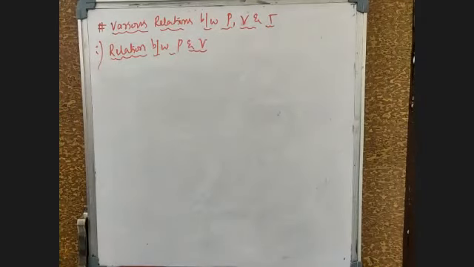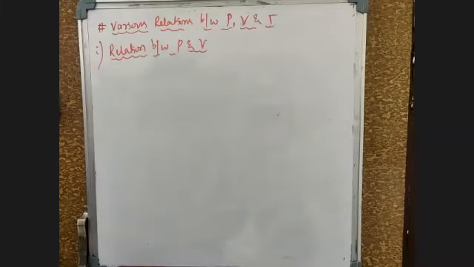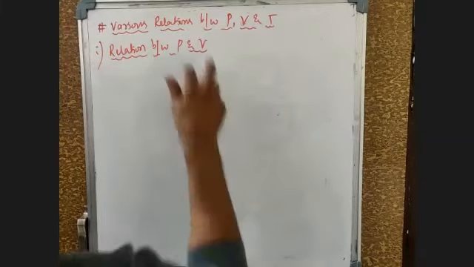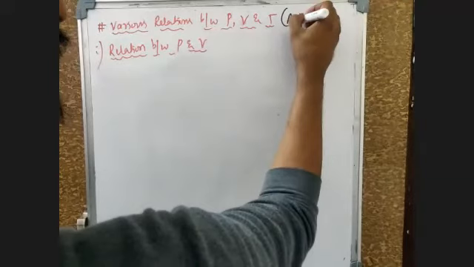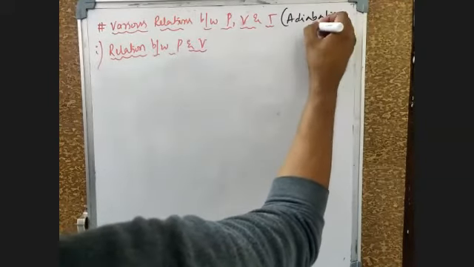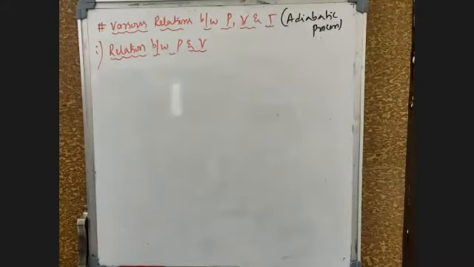What is the relation between pressure and volume in the isothermal process? In the isothermal process, PV is equal to constant, because temperature is constant there. That is P1 V1 is equal to P2 V2. Whereas for the relation between pressure, volume, and temperature in the adiabatic process, we need to get the relation between pressure as well as volume.